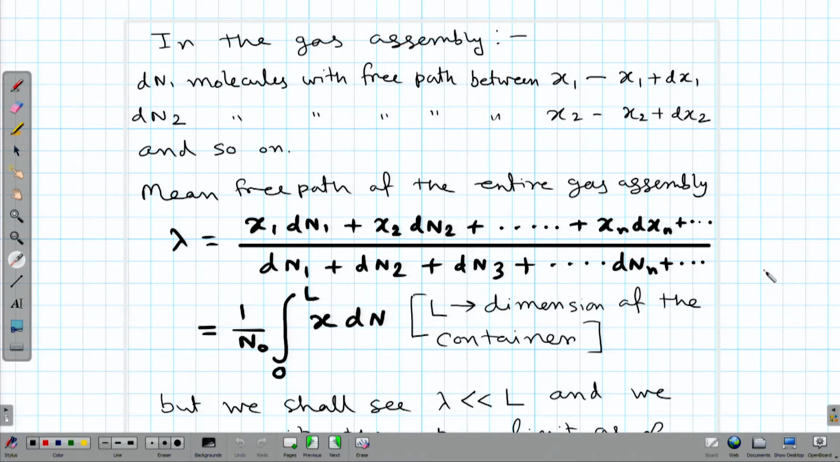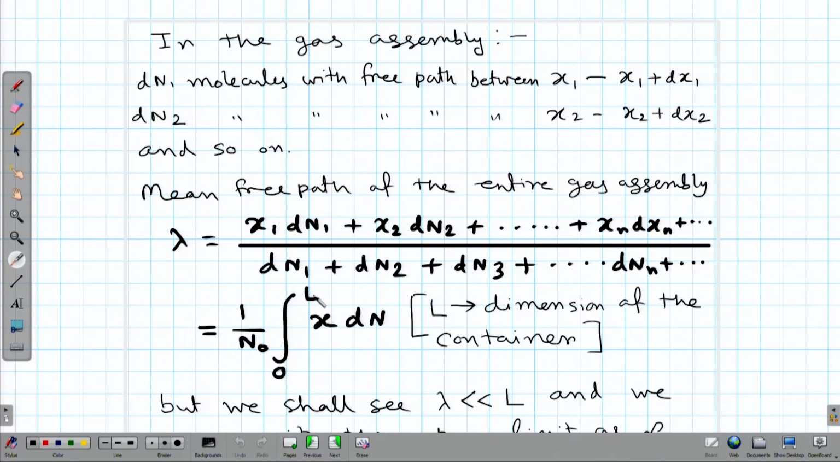Because the number of such molecules is large enough, we can replace this summation with an integration. The lower one will be the total number of molecules. In this case, we are writing it n0. There is a reason for it: instead of n, we are writing n0, because we will be introducing n later on in a slightly different way. Then it will be the integration of x dn, and the integration limit is 0 to L.